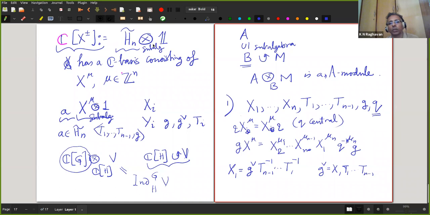Right. And so the question is, what happens when I act by the Yi's? And they commute with each other, right? They even commute in the DAHA. And they are semi-simple operators. So it makes sense to ask for common eigenvectors for them. And the E mu's are the common eigenvectors for the action of the Yi's on this polynomial module.